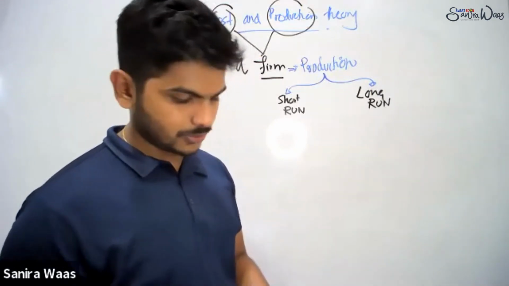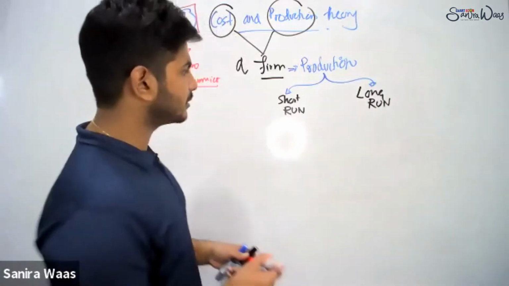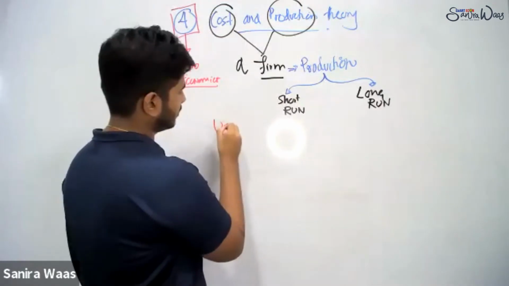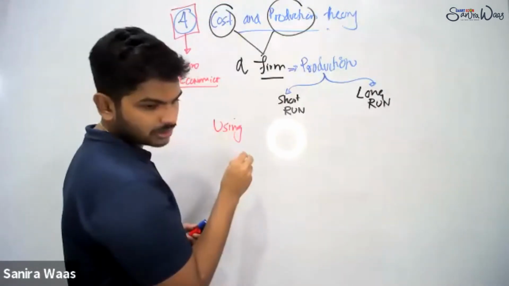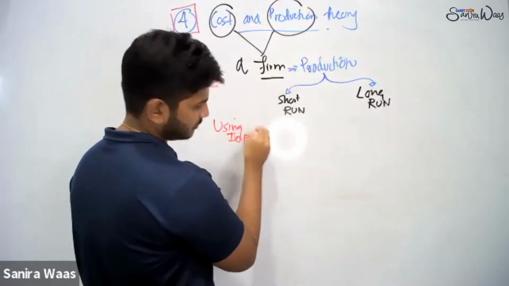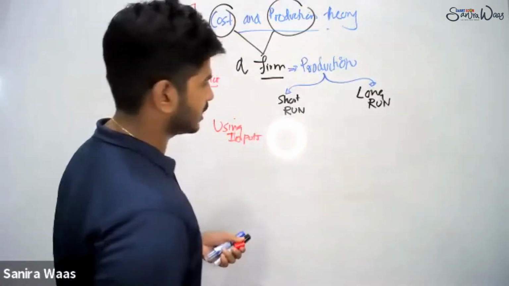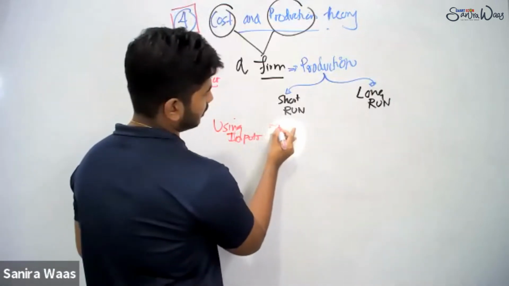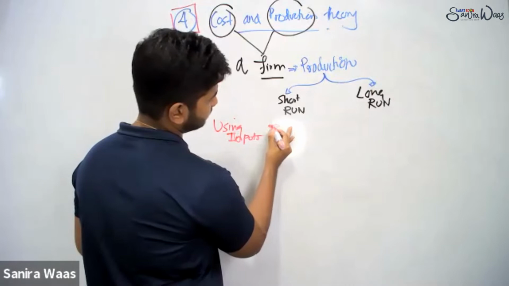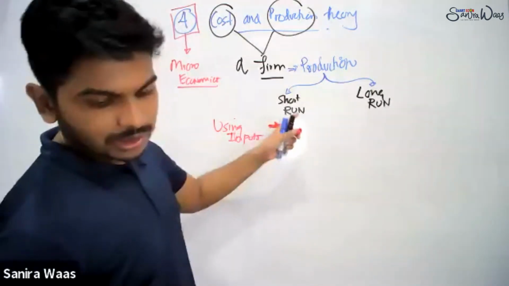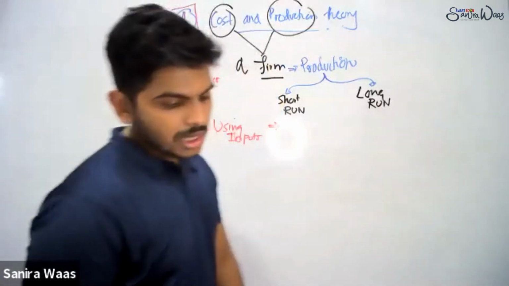Okay, yes. So the easiest one, I have got the easiest one from your end, that is using what? Using inputs. Right? Using inputs, how to identify whether this is short run or long run, we'll discuss later.